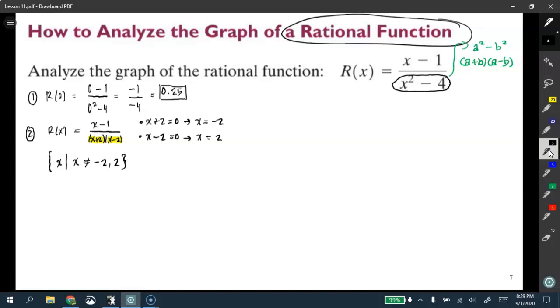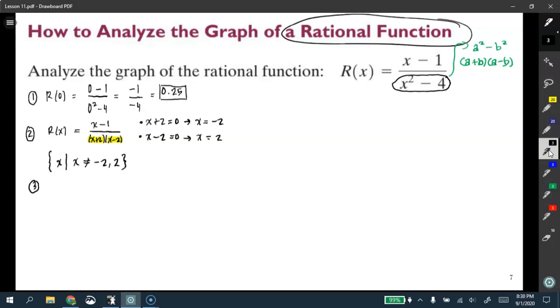Step number 3. In step number 3, what we're going to do is diagnose what's wrong with this graph at negative 2 and positive 2. Why can't we plug in negative 2 and positive 2? So up until now, we've just said, here's the domain. Now we discuss what's the matter with it, right? What's the problem with it?